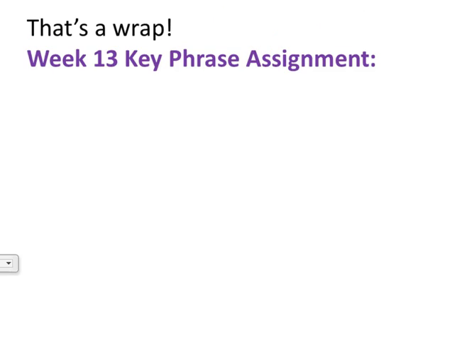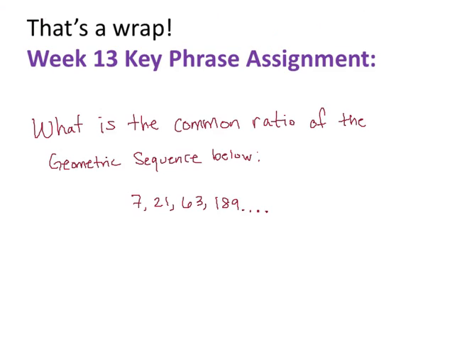And that's a wrap. So let me put up the key phrase assignment. Alrighty, so we learned what geometric sequences are. We also learned how to find the common ratio of a geometric sequence. So I've got a geometric sequence, 7, 21, 63, 189, and I would like for you to tell me what the common ratio of that geometric sequence is.